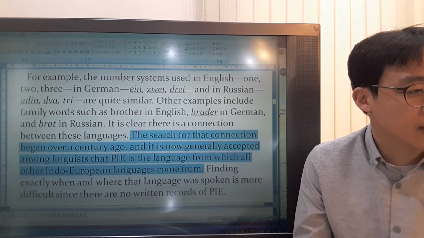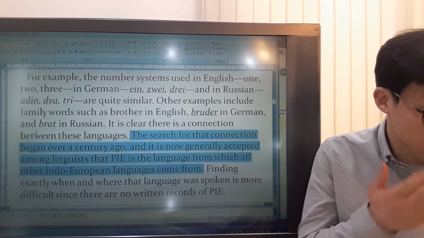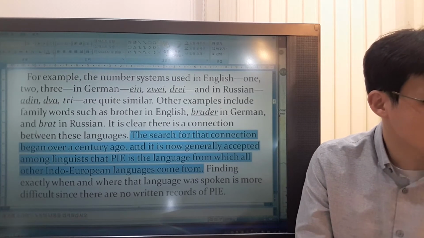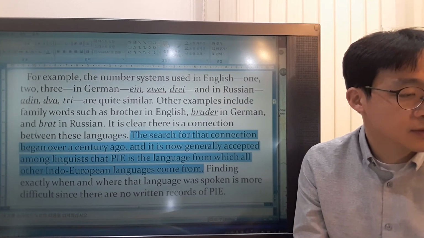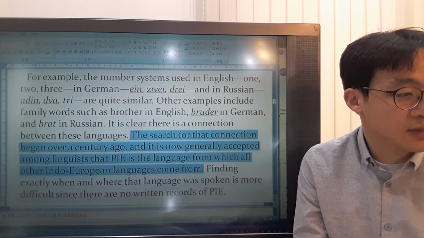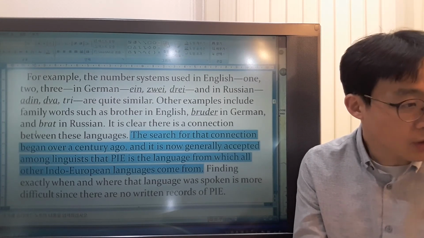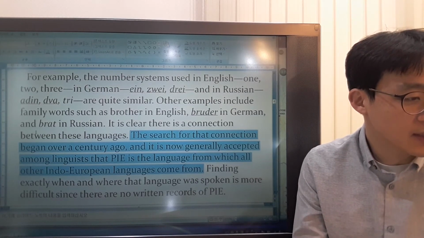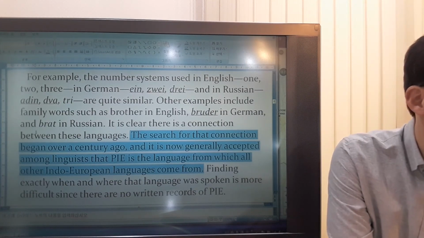So this part is about the examples of similar words in these Indo-European languages. All right. So it's clear that there's a connection, and the linguists now have the idea that PIE is where all the Indo-European languages came from. Finding exactly when and where that language was spoken is very difficult because there are no written records of PIE.